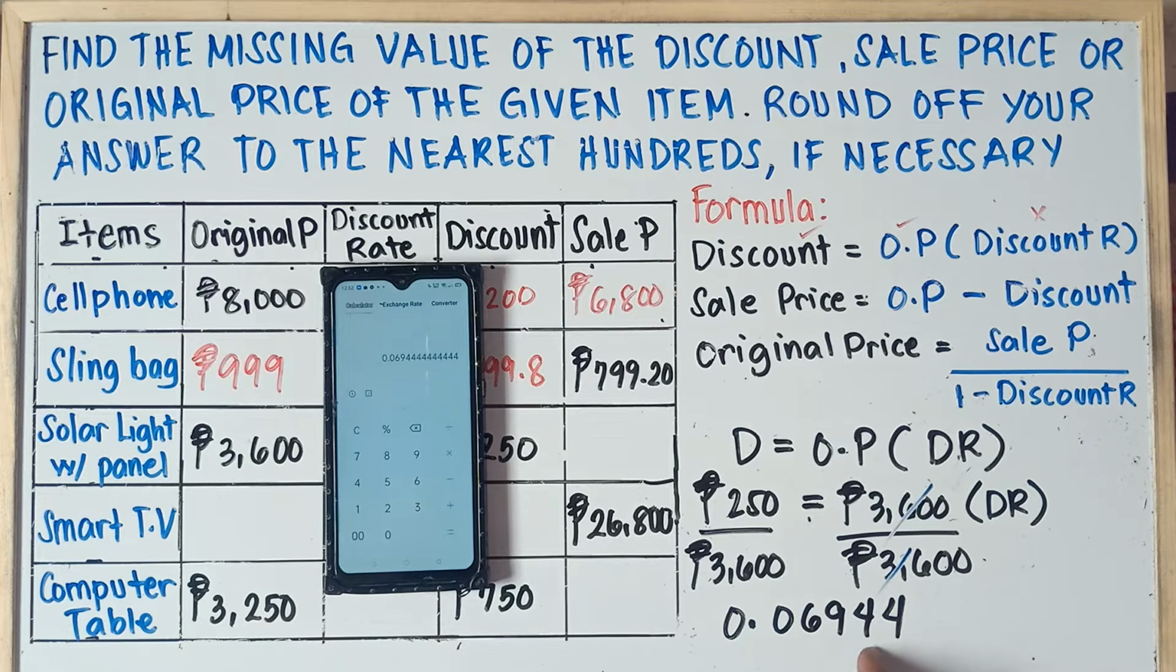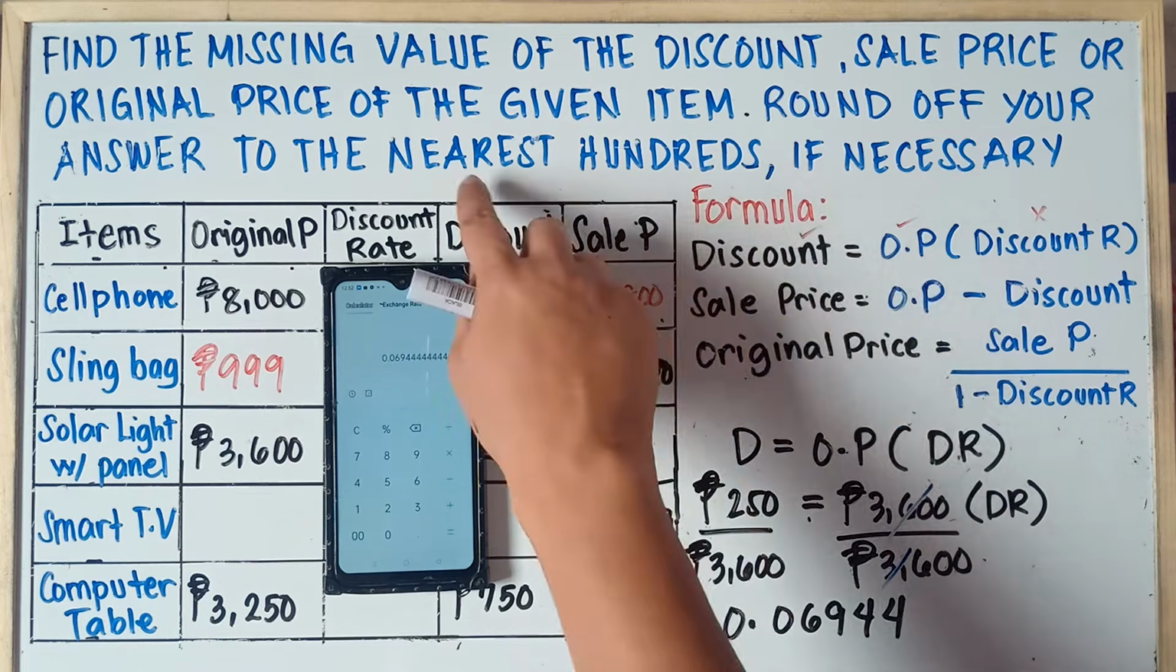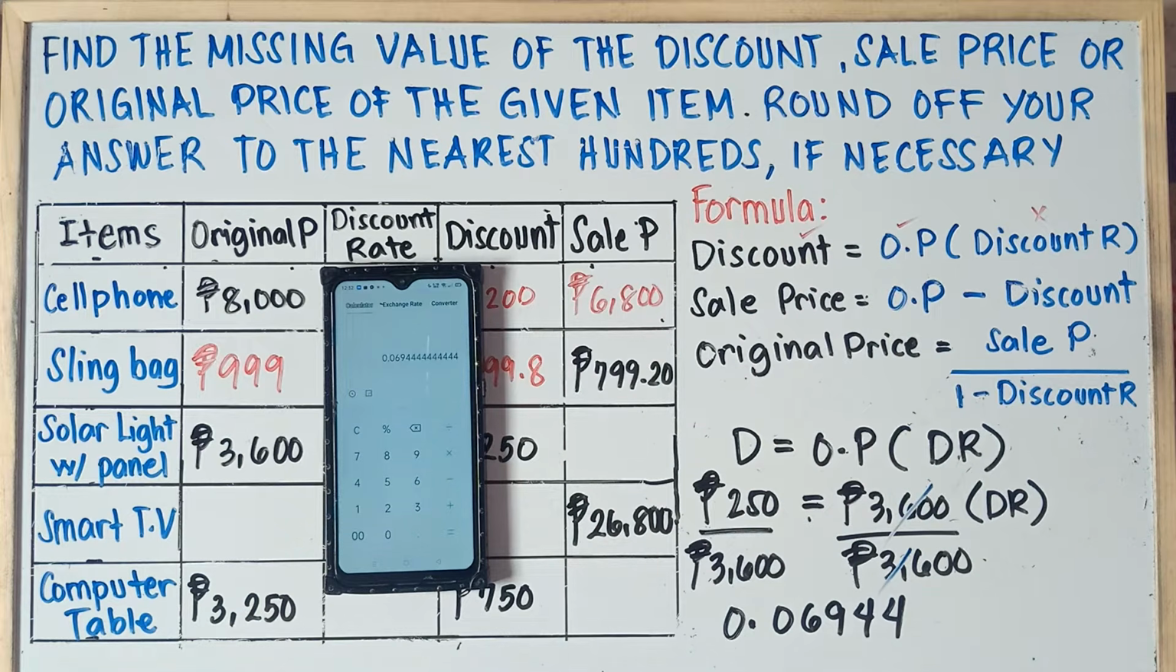We need to have at least 4 decimal numbers, class, because it says here that we need to round off our answer to the nearest hundreds. Now, because our answer, class, is a decimal, we need to convert our answer to percent. To convert decimal into percent, we need to move the decimal twice, 1, 2, and that would be the percent.